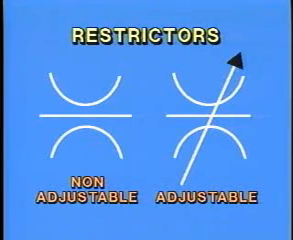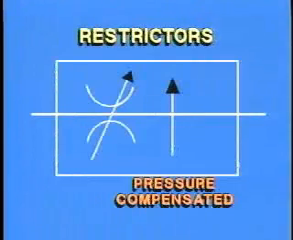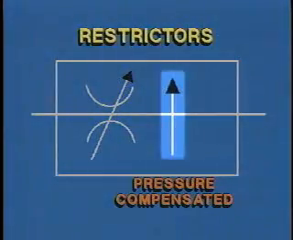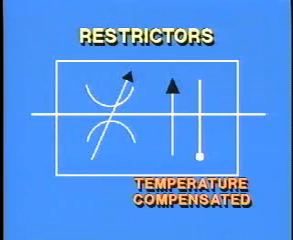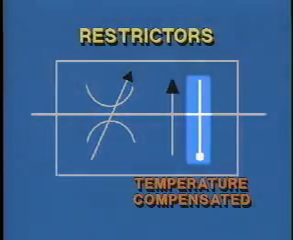Restrictors can be applied to meter out, meter in, and bleed off circuits. There are adjustable restrictors that are pressure compensated. That means that the size of the opening in the restrictor will change with increases and decreases in pressure. A perpendicular arrow indicates pressure compensation. If the restrictor has both pressure and temperature compensation, the symbol for a thermometer will also be shown.